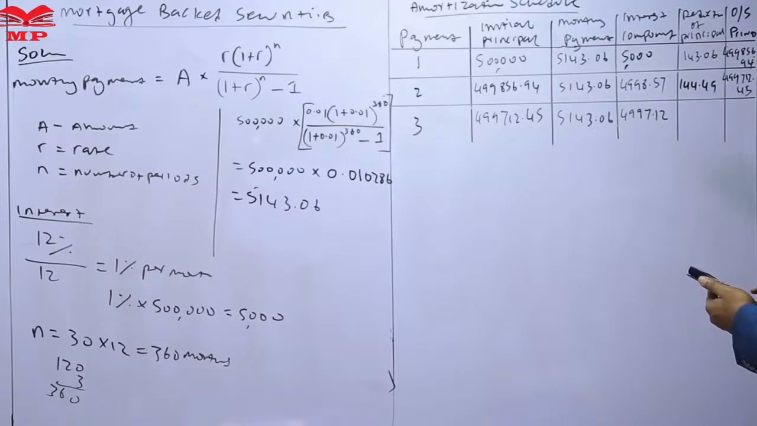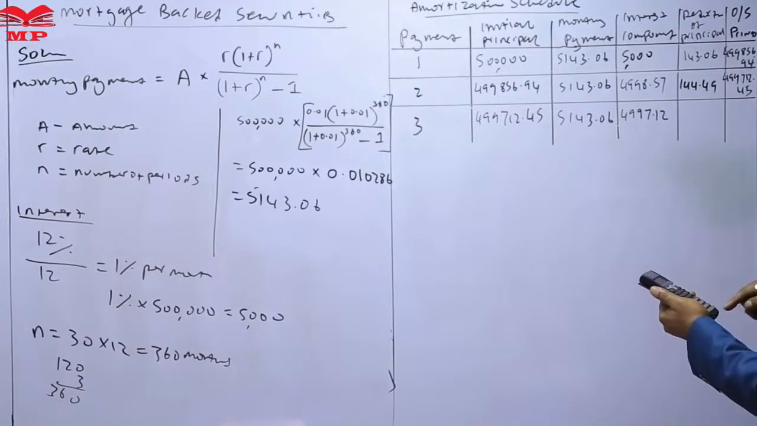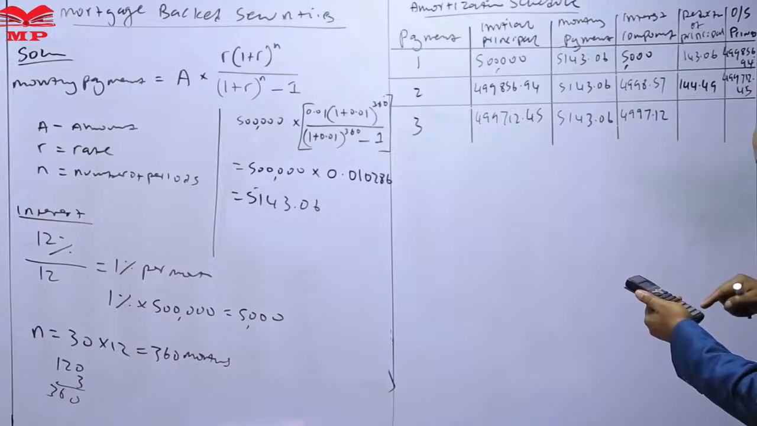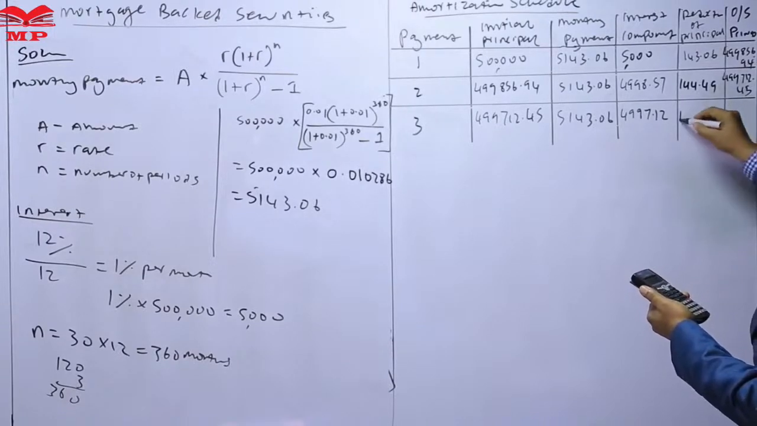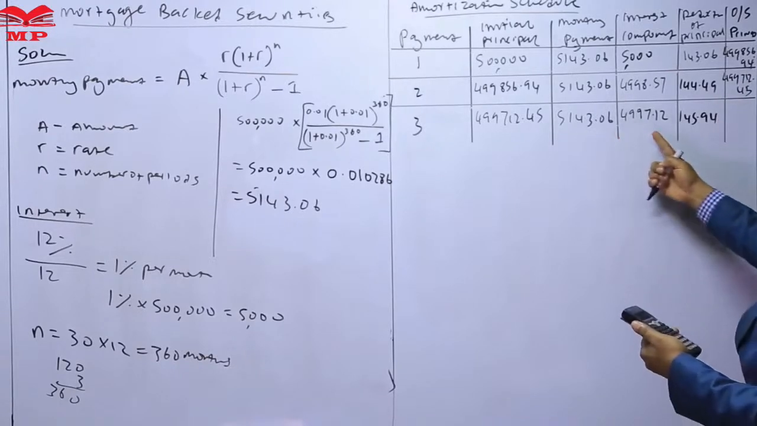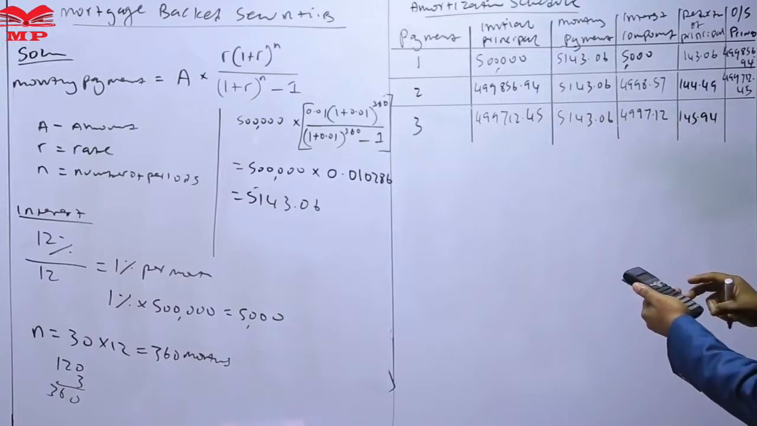So we have 5143.06 minus 499.712. We have 145.94 like that. The difference between that and that gives us that. This minus this will give us how much?